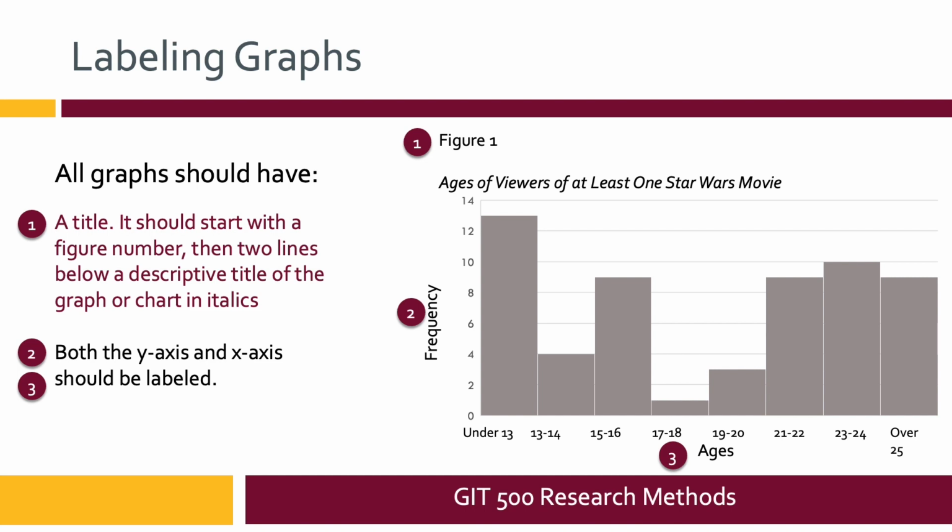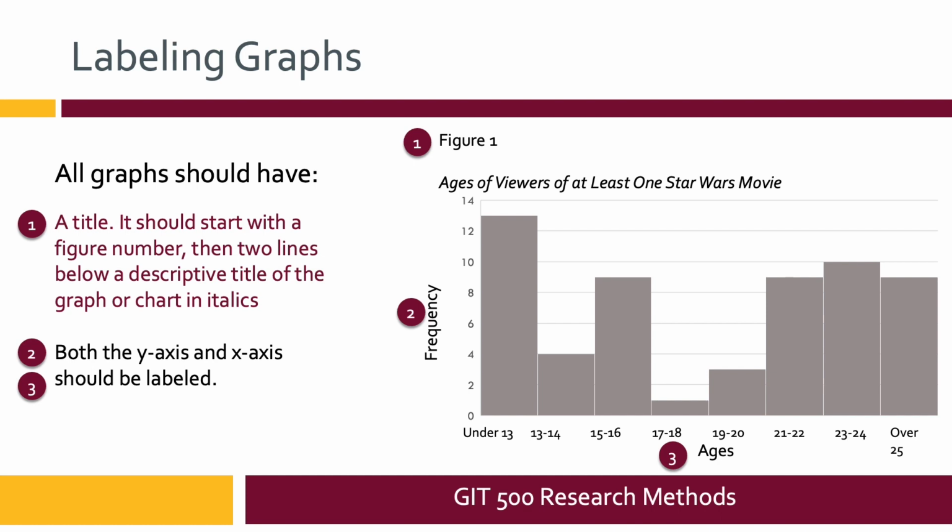All graphs have to be labeled correctly, much as tables. Unfortunately, now tables and graphs are labeled very similarly. Graphs, regardless of the type of graph, are going to be called a figure in a paper when you write it up. It should have a title with the word figure and a number, then a title a couple of lines down in the same size font, but italicized and not bolded. So here you can see in number one, we have Figure 1, and then a couple lines below, italicized, ages of viewers of at least one Star Wars movie.